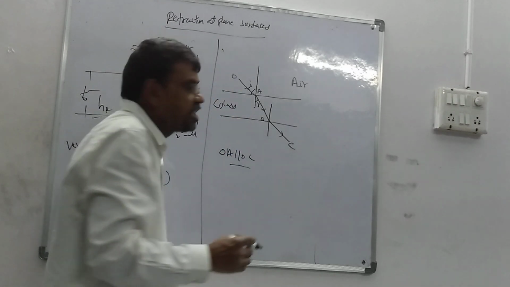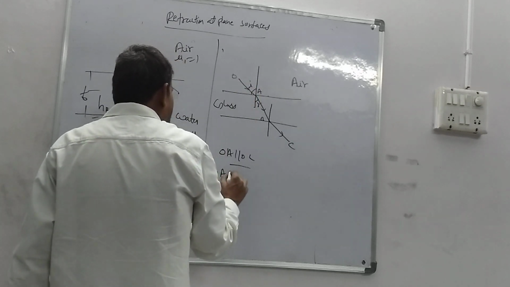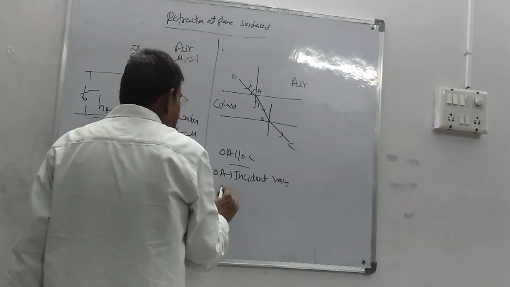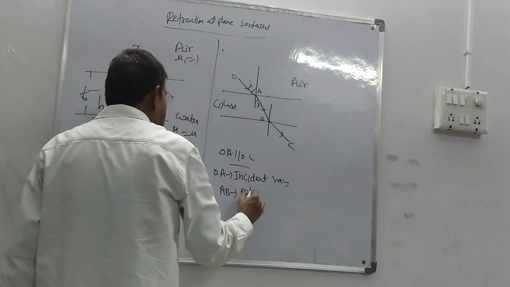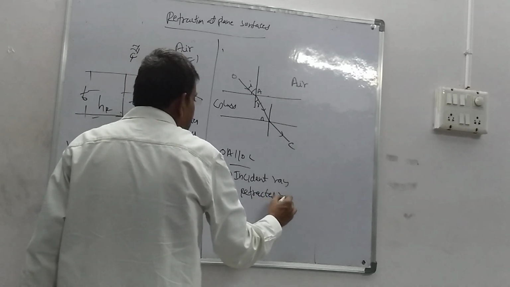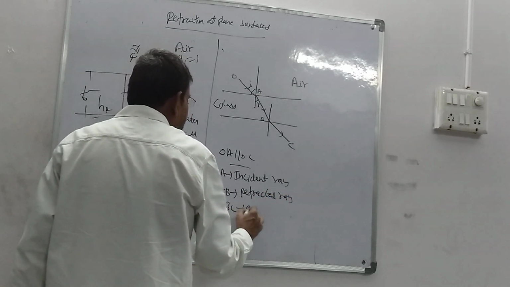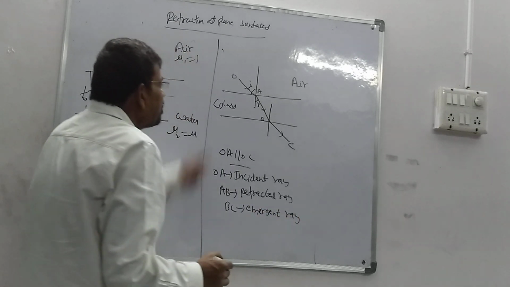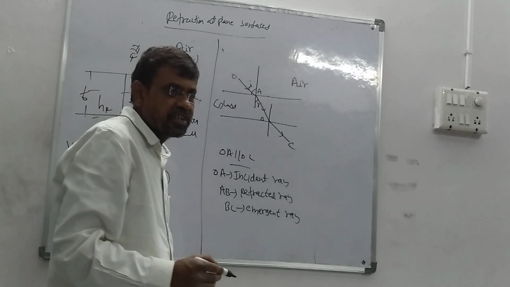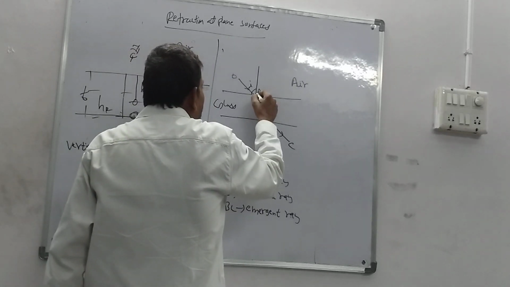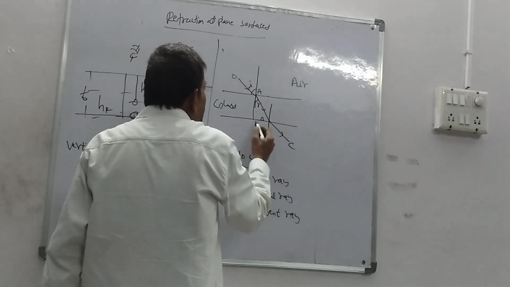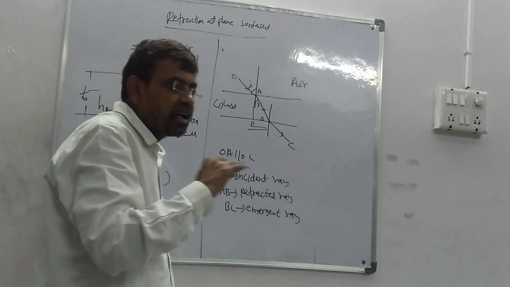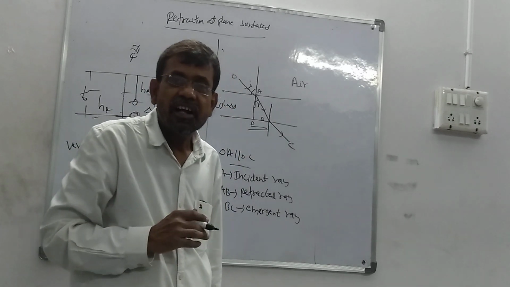Incident ray, emergent ray. What is this name? OA means incident ray. What is the AB? Refracted ray. Similarly, what is the BC? Emergent ray. So, OA and BC are parallel in this case. Now, this is the actual position of the incident ray, and this is the emergent position. So you take this as D. So here BD is the horizontal shift. What is the BD? Horizontal shift.